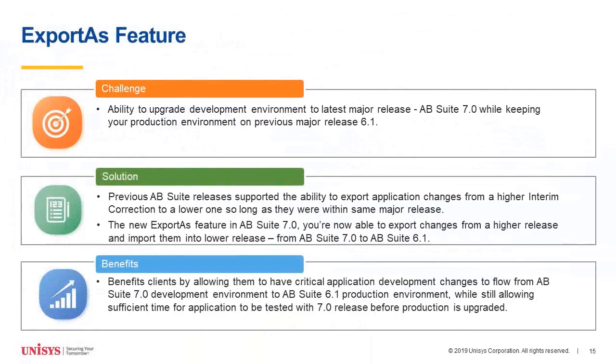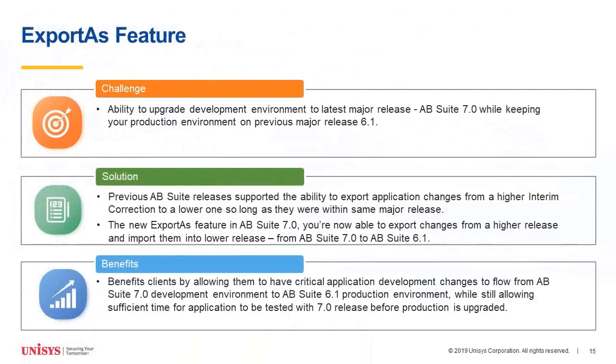So before I talk about the export as feature, our experience has shown us that clients typically want to upgrade the development environment first, play with the latest and greatest features, and then eventually upgrade their production environment. But when they're playing with the development environment, they still want the ability to move some of the changes from their development to production environment. In previous AB Suite releases, we have always provided some kind of capability like that in our IC releases. We provided the ability to export changes from a higher IC to a lower IC as long as they were within the same major release.